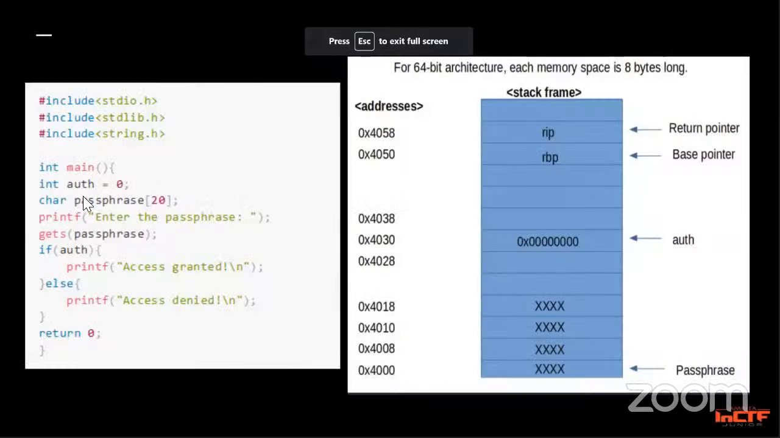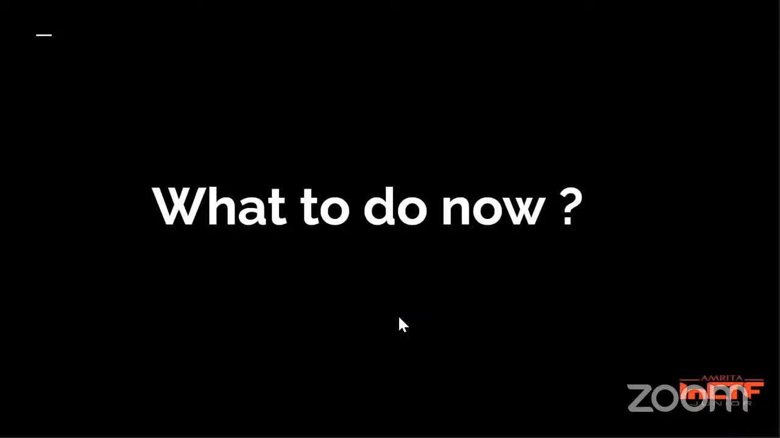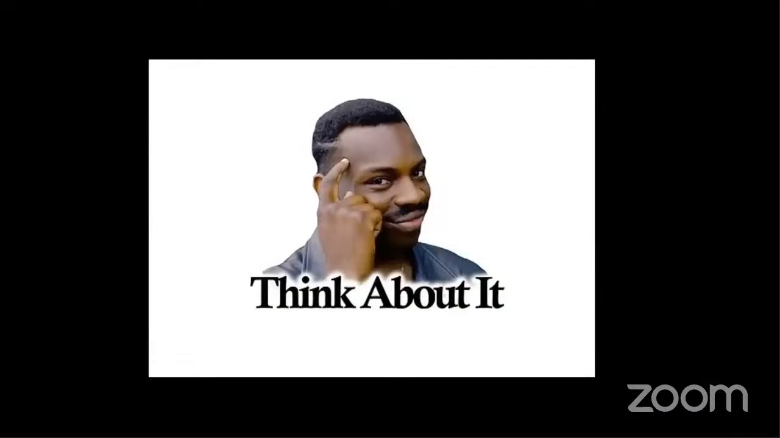What exactly happened that made auth equal to a value which is not 0, and that gave us access granted? That's exactly something you have to think about. Akash, there is a way to find the exact number of characters, but for now just understand that we are overwriting the value which is there in auth, which is 0, with our input. We are giving a number of ones greater than 20.